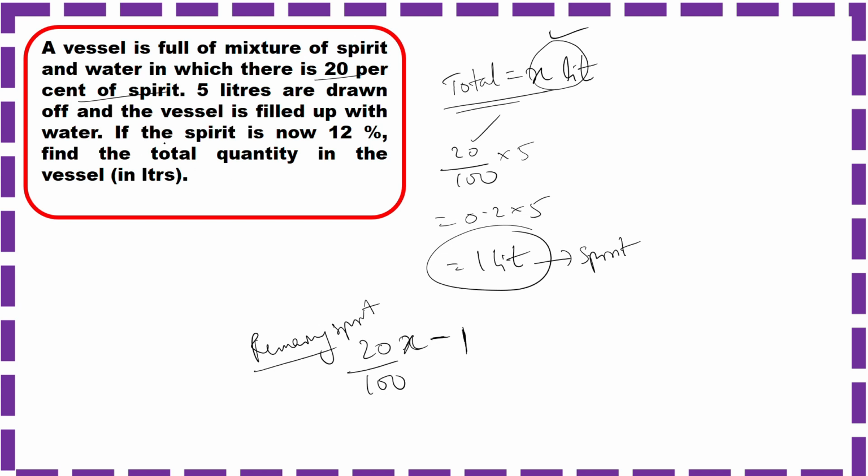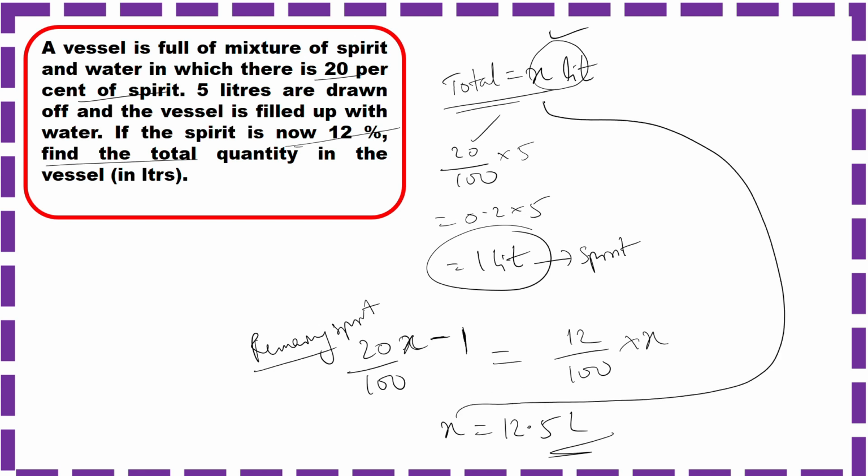And also it is given that the spirit is now 12%. So if the spirit is 12%, it will be 12 by 100 into x, right? So 12% is the present spirit. We can directly equate these two, and if we calculate, we get x as 12.5 liters. This is the total quantity in the vessel.